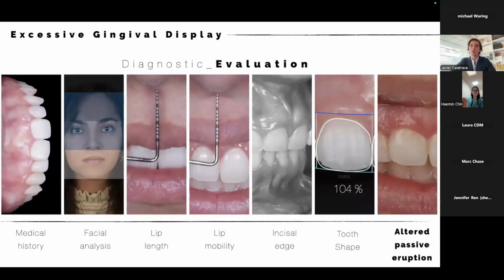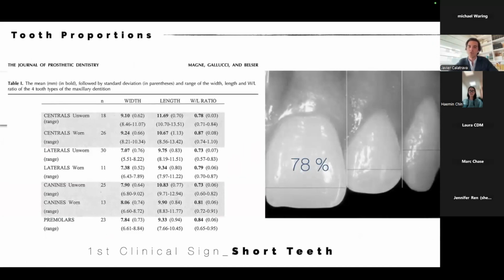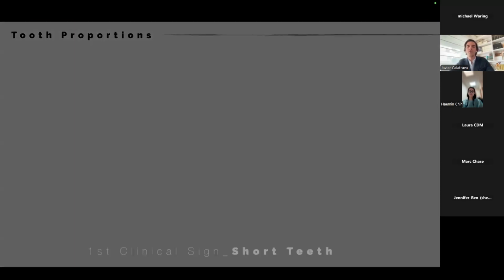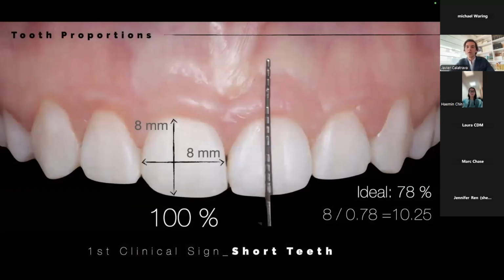So when a patient comes with a gummy smile, we need to do a comprehensive diagnostic evaluation regarding the medical history, the facial analysis, the lip length, the lip mobility, the tooth shape and size. And we're going to ask ourselves, does the patient have altered passive eruption? So to begin with, we need to start to understand the clinical signs that these patients are going to have. And commonly, they're going to come with very short teeth. Anterior teeth usually have ideal proportions of around 80%.